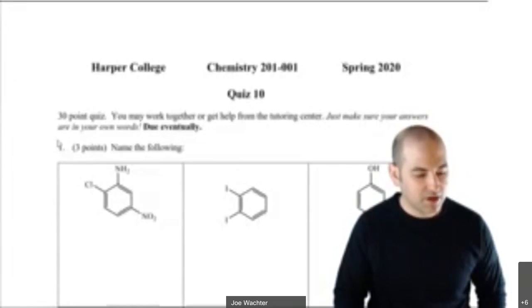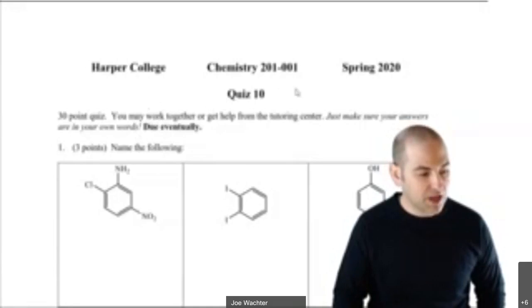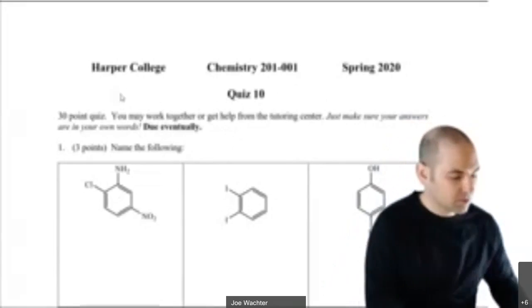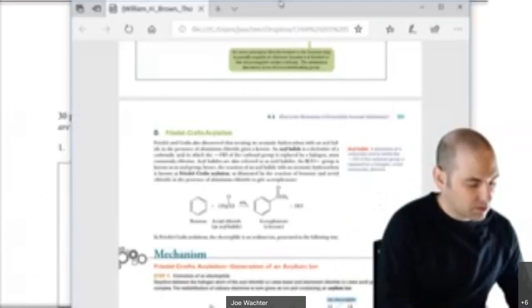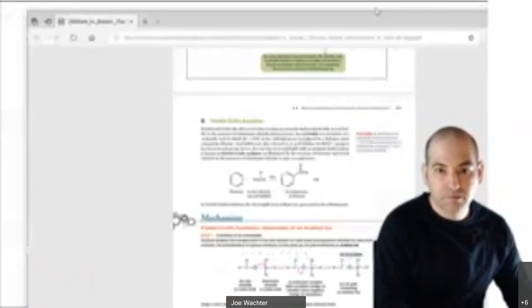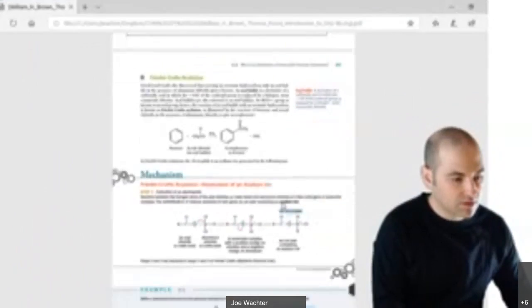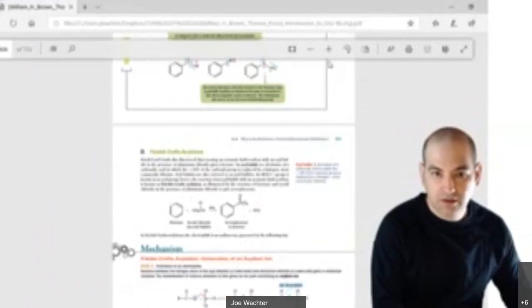Can I just count the number of double bonds? Oh, when you're talking about aromaticity? So, no, not quite. So let's take a look at why that is. I'm going to pull the book over here so you can see exactly where I'm looking, in case you want to do this or you want to look it up later. How do I get this bigger? Here we go.